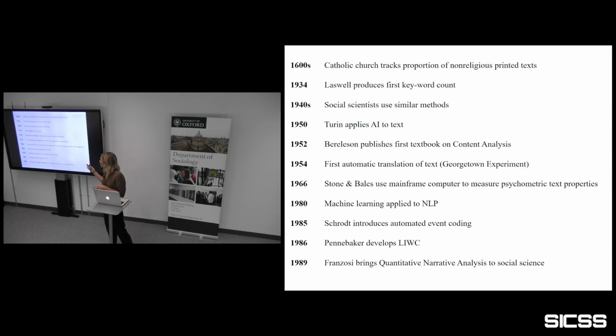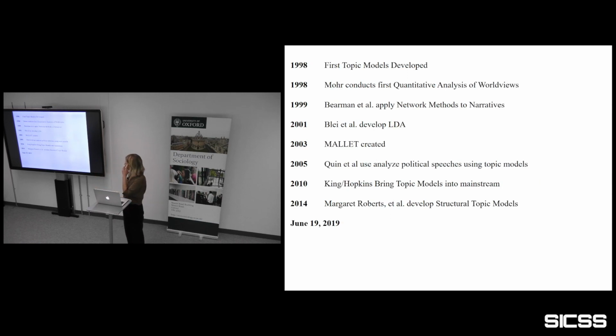And then as we moved along, we have the first textbooks on content analysis. We start applying mainframe computers to them, start doing NLP and event coding, and then we get dictionary-based methods like LIWC for studying texts. And that brings us up until the 1990s when we have the first topic models. And then slowly throughout the 90s, these topic models get infrastructure and start to be used in other methods, like network methods of text that we'll discuss later.